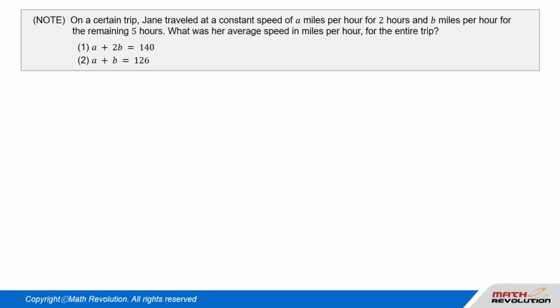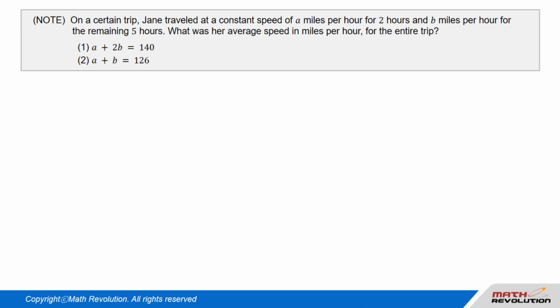Question. On a certain trip, Jane traveled at a constant speed of A miles per hour for 2 hours and B miles per hour for the remaining 5 hours. What was her average speed in miles per hour for the entire trip?